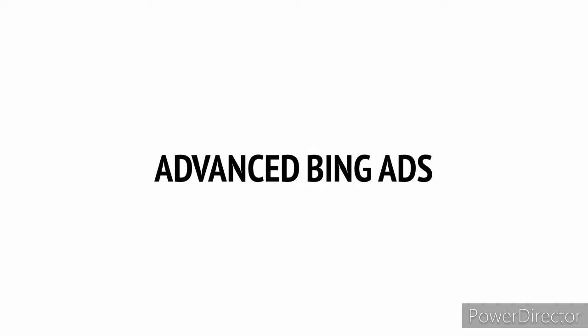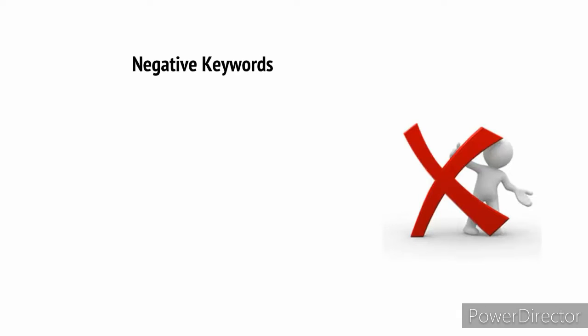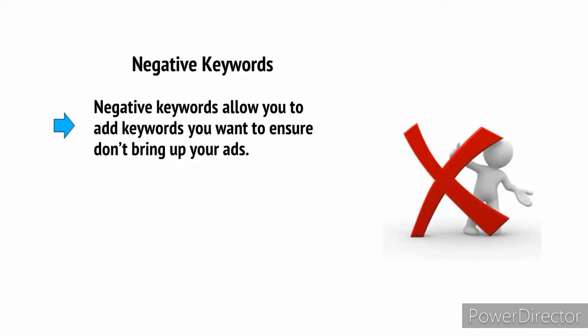There are numerous advanced features and options you can tweak in order to get the very most out of your ads, and these can make a big difference to your campaigns and your profits. For example, there's negative keywords. Now, negative keywords allow you to add keywords that you want to ensure don't bring up your ads.